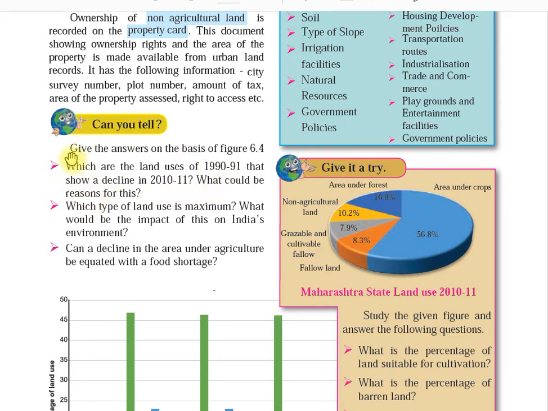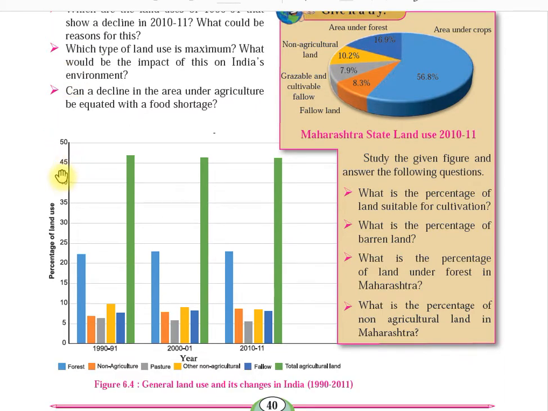Now, what will be the reason? Let us see what can be the reason. Pasture land shows a decline. Now see in the figure, we have got forest land. That color is blue, then orange land shows non-agriculture, and gray color is shown as pasture, then yellow color shows other non-agricultural. Then again we have some different color for fallow land, and we have green color for total agricultural land.